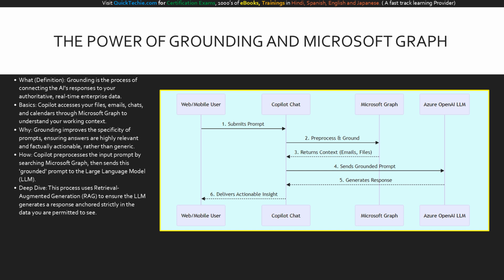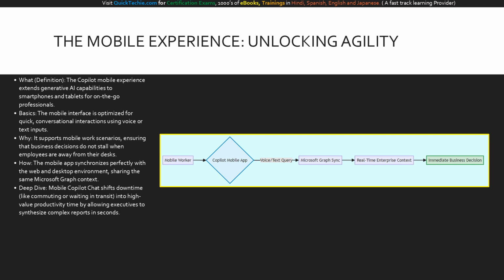The LLM reasons over your facts to generate a response in Step 5, which is then securely delivered back to the user in Step 6. This visual proves that Copilot Chat is not just a blind query to the internet, it is a highly orchestrated, secure data retrieval system. Slide 3 brings us to a massive paradigm shift, the mobile experience.